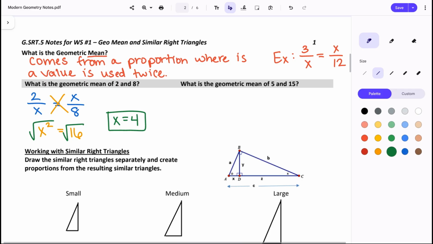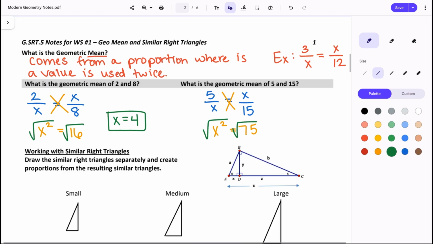All right, so how would you guys set up the next one if you're working with 5 and 15? Right, you'd have 5 over x equals x over 15. Good. And then what would you guys do? Good, you'd cross multiply. So what is 5 times 15? Yeah, 75. Now, when you go to square root this, can we square root 75 perfectly? No, right? We get a weird decimal if we try to do that.